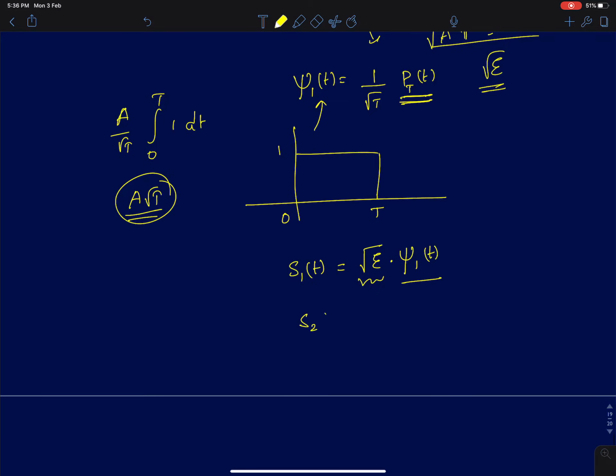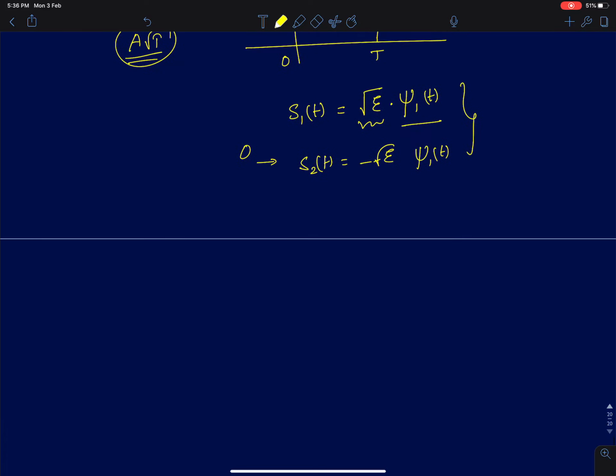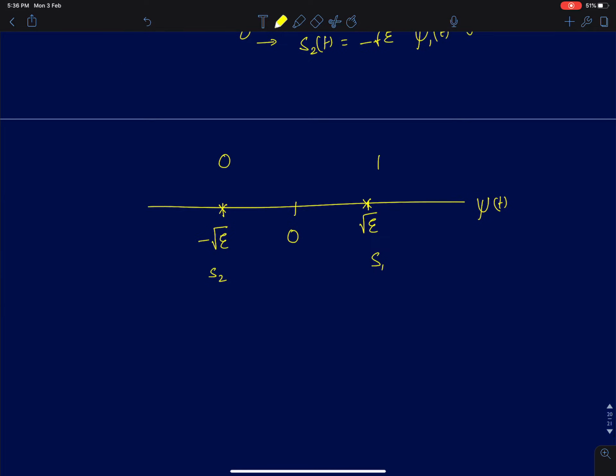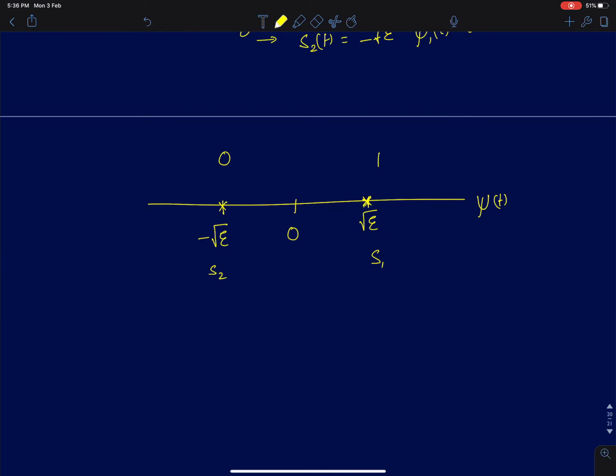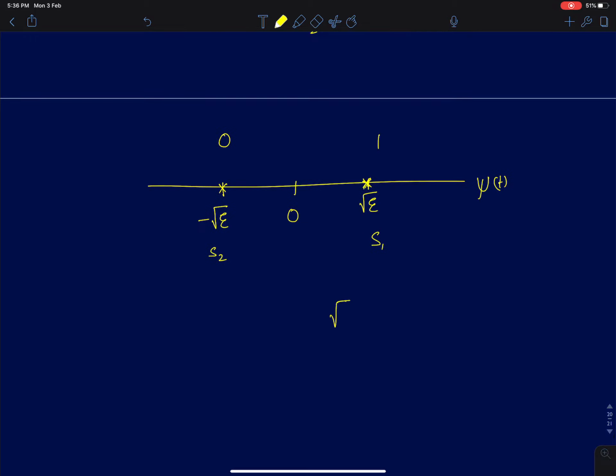And similarly, you can very easily show S2 of t, for bit 0, is going to be minus root E psi 1 of t. And the dimension, as we discussed for PAM, is just 1. So on the signal space, I am going to represent psi 1 of t here. This is your origin. The first point is going to be plus root E, and the other signal is going to be minus root E. So this is bit 1 and this is bit 0. This is S1 and S2, two signals.